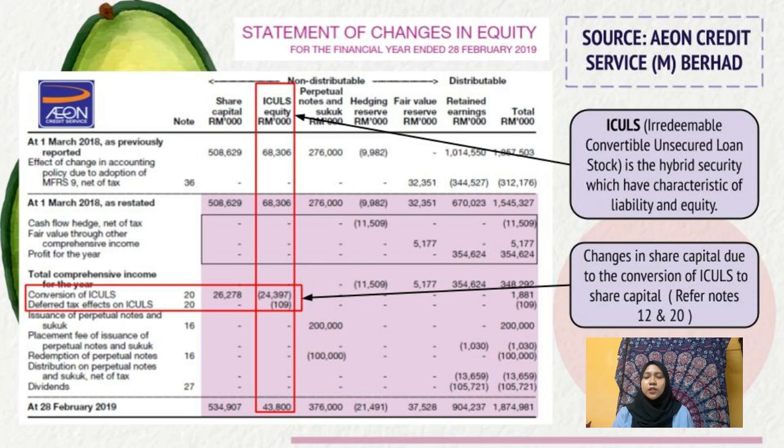Besides, the share capital of a company may change due to conversions to share capital from compound instruments such as ICULS. As my friend Rosa mentioned earlier, ICULS is a hybrid security which has the characteristics of liability and equity. So, in this example of Ayan Berhad, we can see that there are changes in share capital due to the conversions of ICULS to share capital.